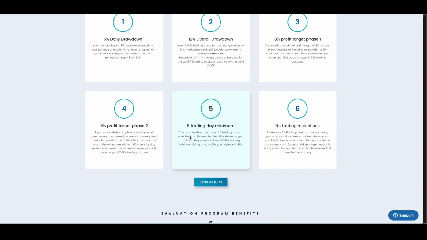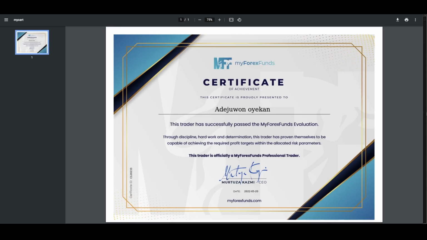You have to be on the account for at least 5 days before they can move you on to the next phase. Now, I passed it in 4 days, so I had to wait 1 more day, and then I was able to get my live account. And here's my pass certificate right over here. As you can see again, my name is there.